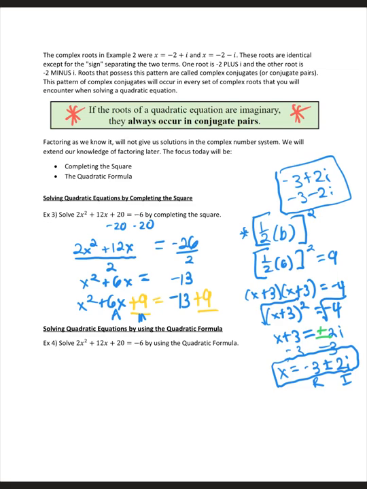So let's recap again what the quadratic formula is. x equals opposite of b plus or minus the square root of b squared minus 4ac, all over 2a. Let's identify a, b, and c.